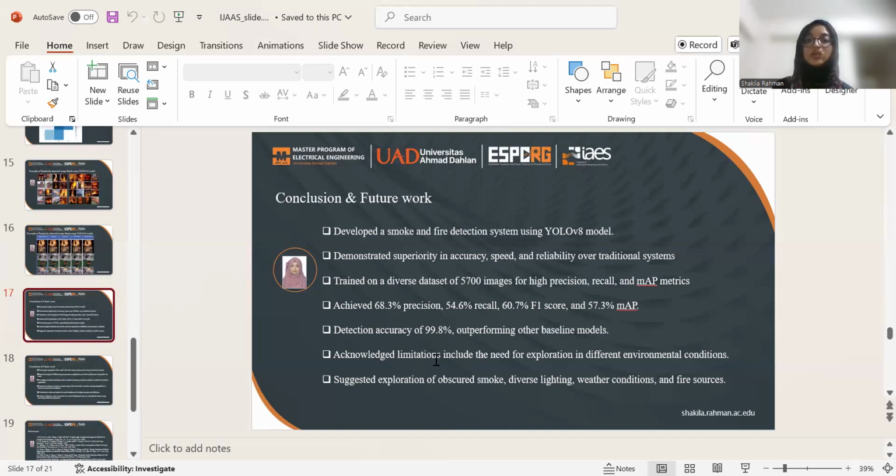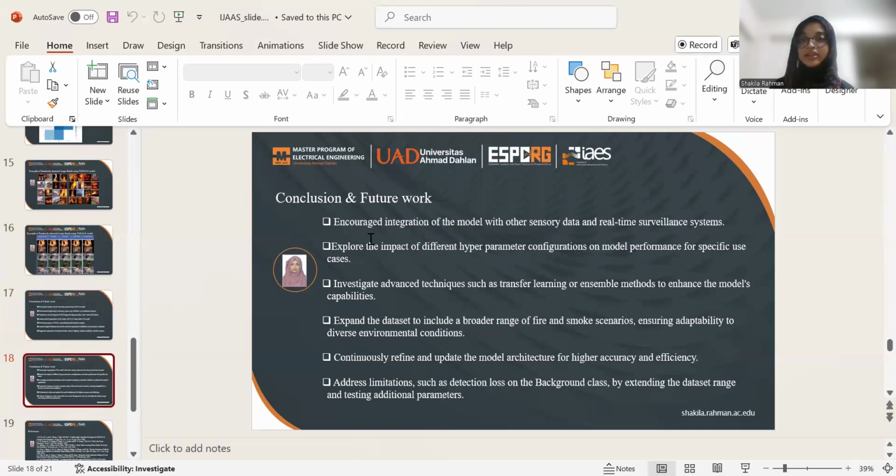Acknowledged limitations include the need for exploration in different environmental conditions, such as obscured smoke, diverse lighting, weather conditions, and fire sources. We also encourage integration of the model with other sensory data and real-time surveillance systems. For example, with CCTV cameras, traditional models can produce false alarms, but I think YOLO v8 models can detect well, so the false alarm rate can be decreased.